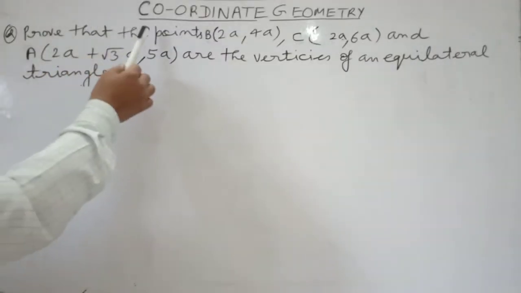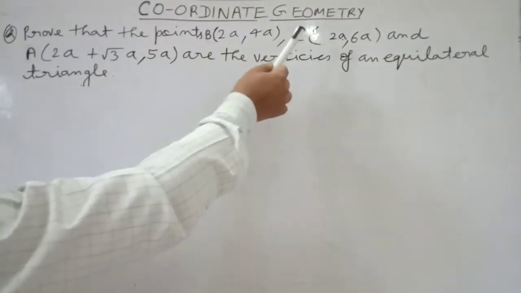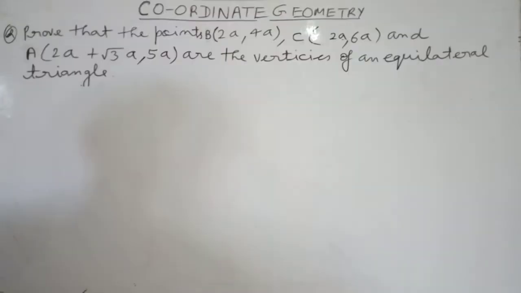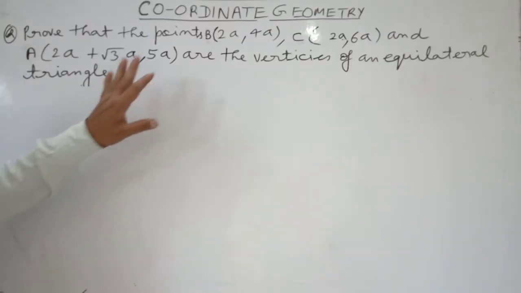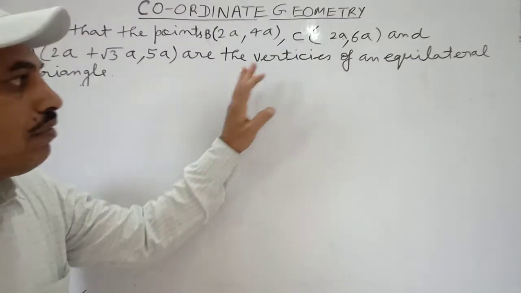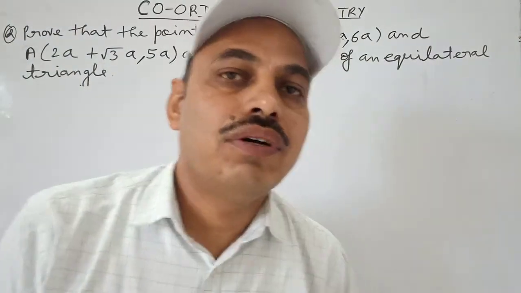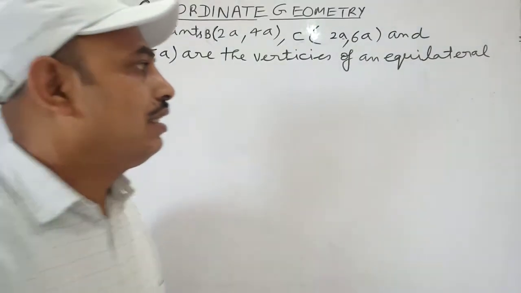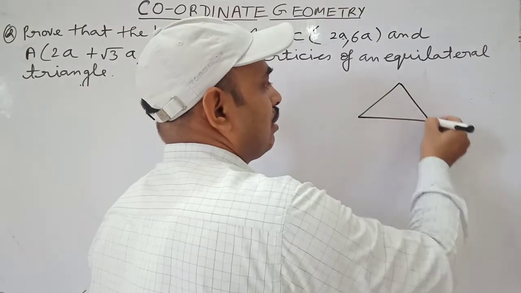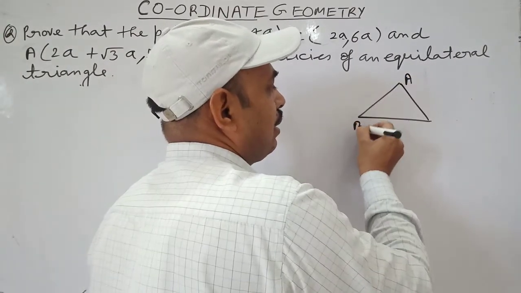Prove that the points A, B and C are the vertices of an equilateral triangle. Points will be vertices of an equilateral triangle if the sides of the equilateral triangle are equal. Suppose we have a triangle ABC.